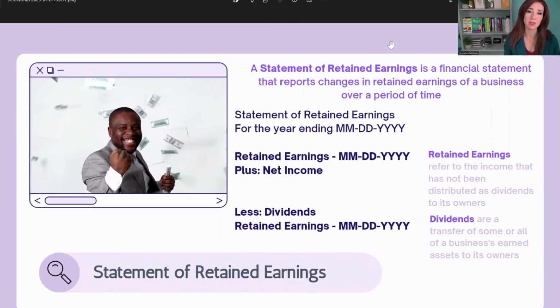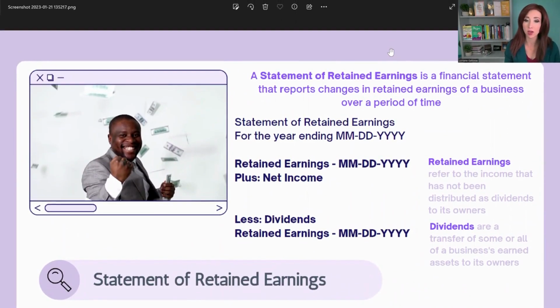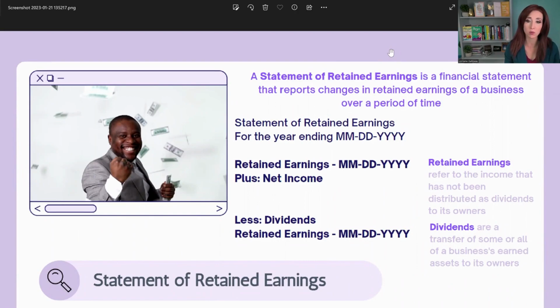The next statement that we are dealing with is the statement of retained earnings. You have to do the income statement first because you will be using the net income as part of this statement. So first you have to do the income statement, then second you can do a statement of retained earnings, which is a financial statement that reports changes in retained earnings of a business over a period of time. Retained earnings refer to the income that has not been distributed as dividends to its owners. This is the income beyond operations, beyond inventory, beyond what gets the business going. These are the earnings above that.